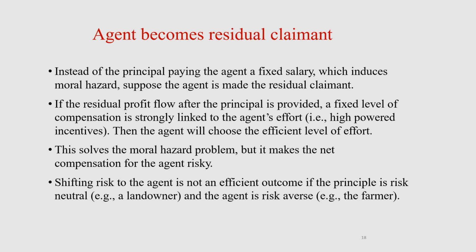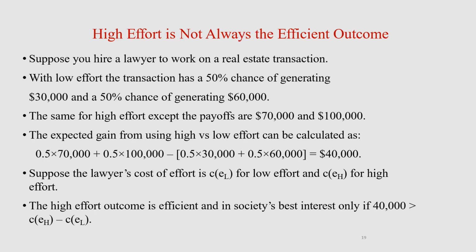Shifting risk to the agent is not always an efficient outcome if the principal, in particular, is risk neutral, a landowner, say, and the agent is risk averse. Then we don't have that same thing. And high effort or large effort is not always the efficient outcome.